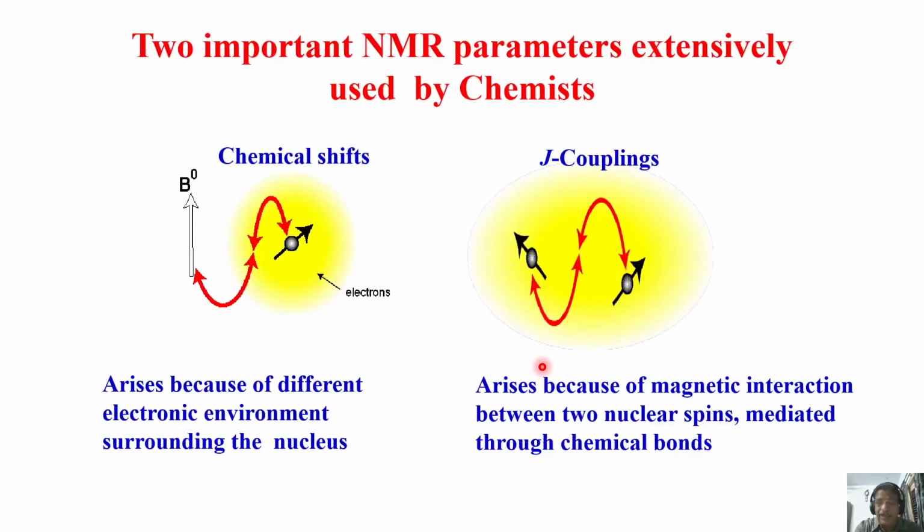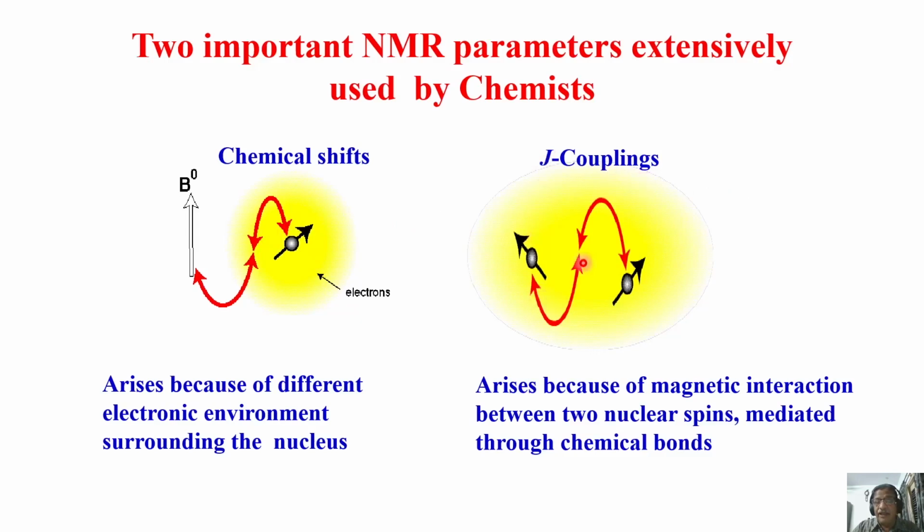Of the three things, there are two very, very important parameters which are extensively used by chemists. That is chemical shift and J couplings. These chemical shifts arise because of different electronic environments around the nucleus. I told you already. See, this is again the picture from Professor Malcolm Levitt's book. See, in the magnetic field, the nuclear spin is not bare, it is surrounded by electrons. This is going to shield this nucleus. We'll see about chemical shift shielding now.